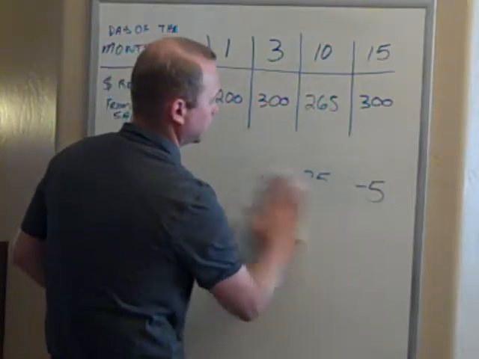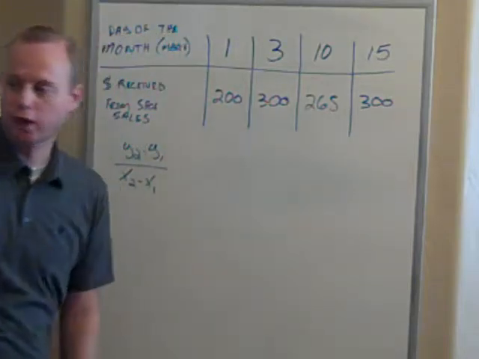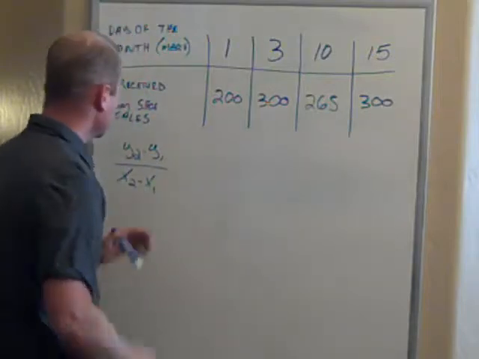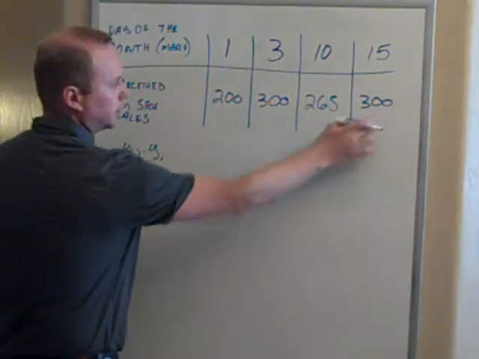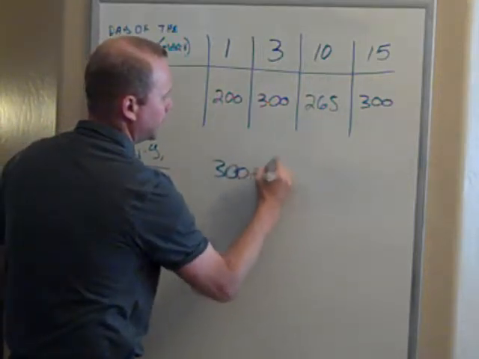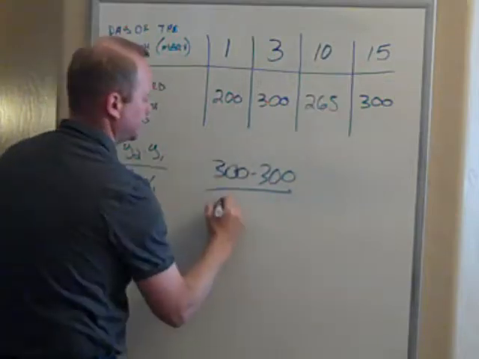All right, last one I want to look at is, I may ask you as well, what was the average rate of change between the 3rd and the 15th? So let's look at that. Again, we're dealing with our outputs. So I've got 300 minus 300 all over 15 minus 3.